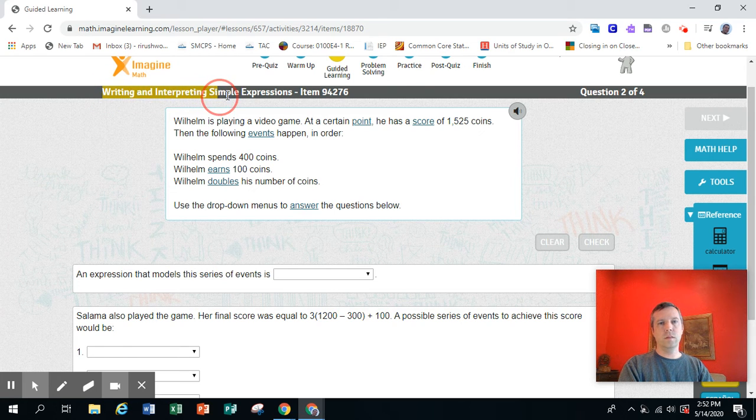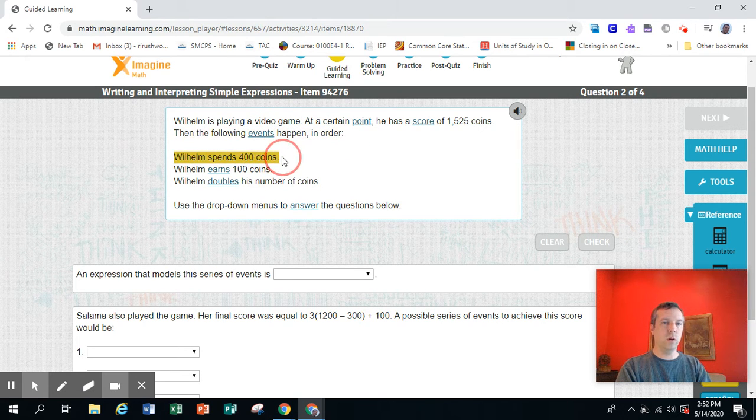Writing and interpreting simple expressions, item 94276. Wilhelm is playing a video game. At a certain point, he has a score of 1,525 coins. Then the following events happen in order.